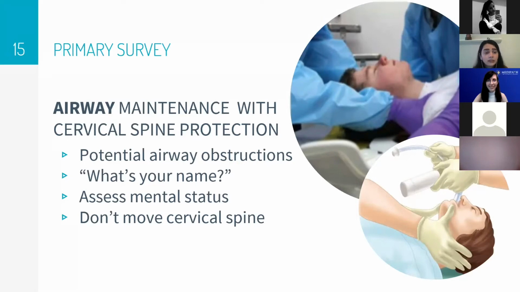A patient who's completely obtunded would not be protecting their airway and might need a definitive airway. And finally, you don't want to move their cervical spine. You want to place them in an Aspen collar or a cervical protective collar until the cervical spine can be further assessed.